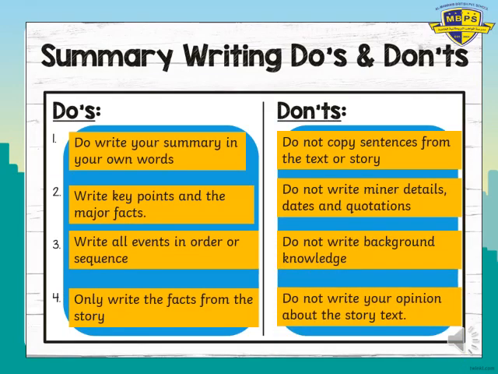Students, there are some do's and don'ts that you must keep in mind for writing a summary. The things that you must do are: write your summary in your own words, write key points and the major facts, write all events in order or sequence, only write the facts from the story. The things that you shouldn't do: do not copy sentences from the text or story. Do not write minor details, dates, and quotations. Do not write background knowledge. Do not write your opinion about the story or text.